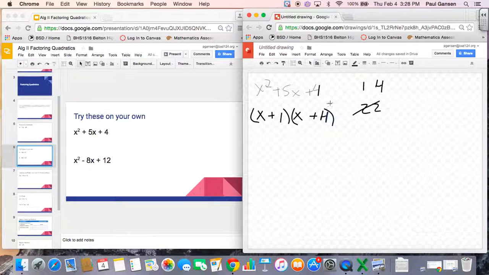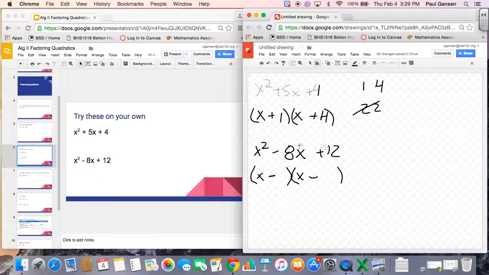So now let's do a couple of other examples here. Let's do this next one that we have here. We have x squared minus 8x plus 12. So with this, again, we get x squared by multiplying x and x. The plus sign here tells us our symbols are going to be the same because we get a positive value here. Specifically, they're going to be negative. So a minus here, minus here.